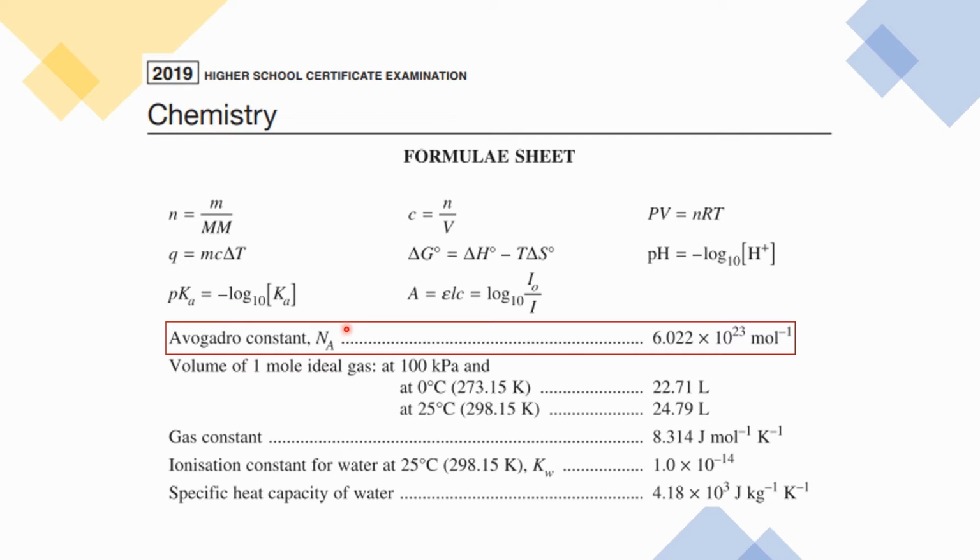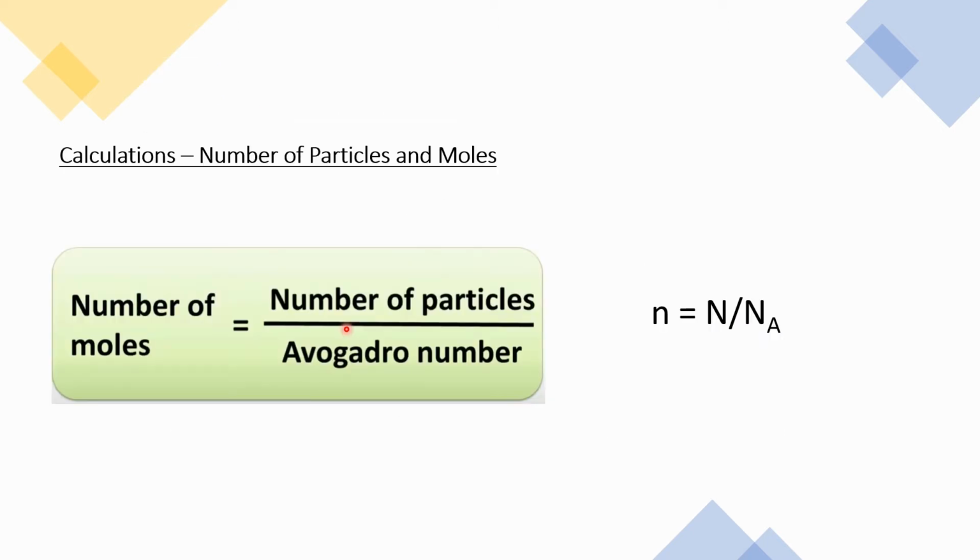It's not in your data sheet. It's something that you need to know yourselves. It doesn't come up all that often, but it certainly can come up from time to time. And that formula is this: the number of moles is equal to the number of particles that you have, or the number of whatever you're counting, divided by the Avogadro number. If we were to write that using our pronumerals and appropriate notation, that would be n for the number of moles is equal to the number of particles, capital N, divided by Na, the Avogadro number.